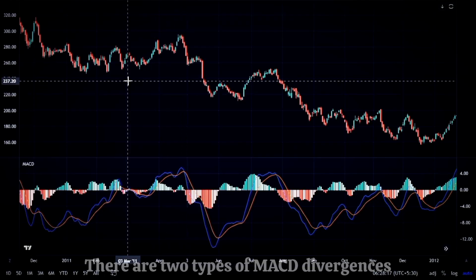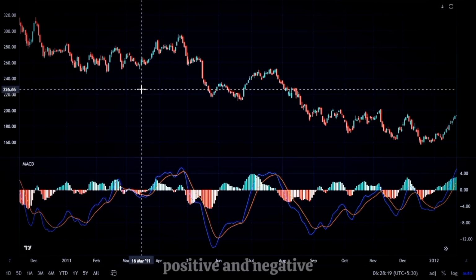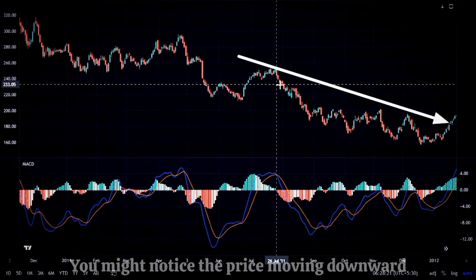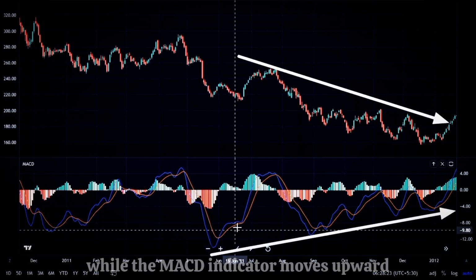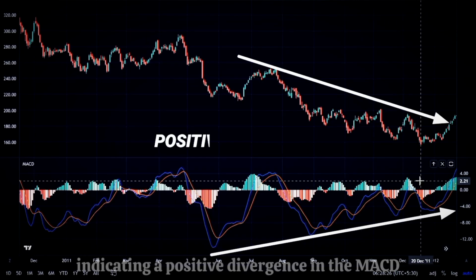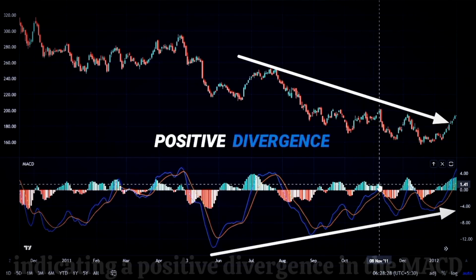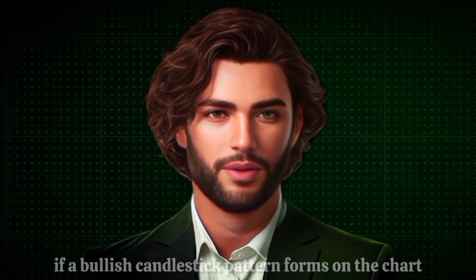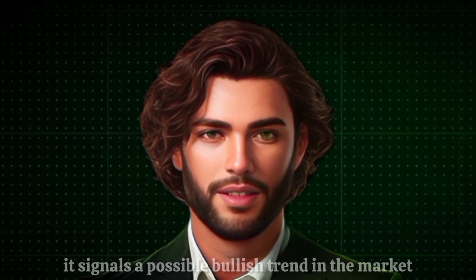Let's continue the video. There are two types of MACD divergences: positive and negative. You might notice the price moving downward while the MACD indicator moves upward, indicating a positive divergence in the MACD. In this situation, if a bullish candlestick pattern forms on the chart, it signals a possible bullish trend in the market.